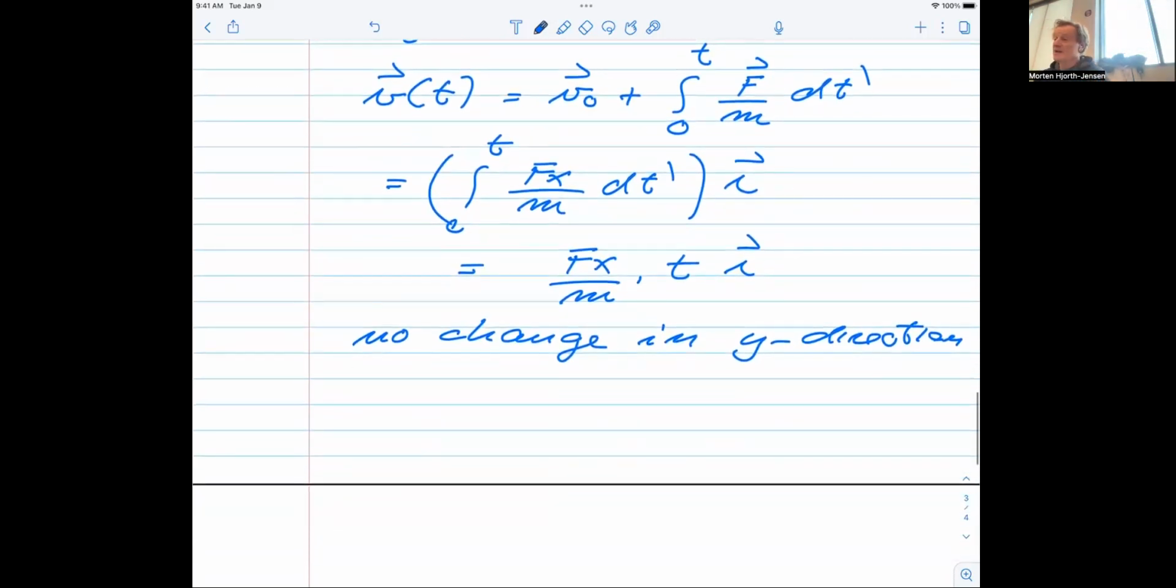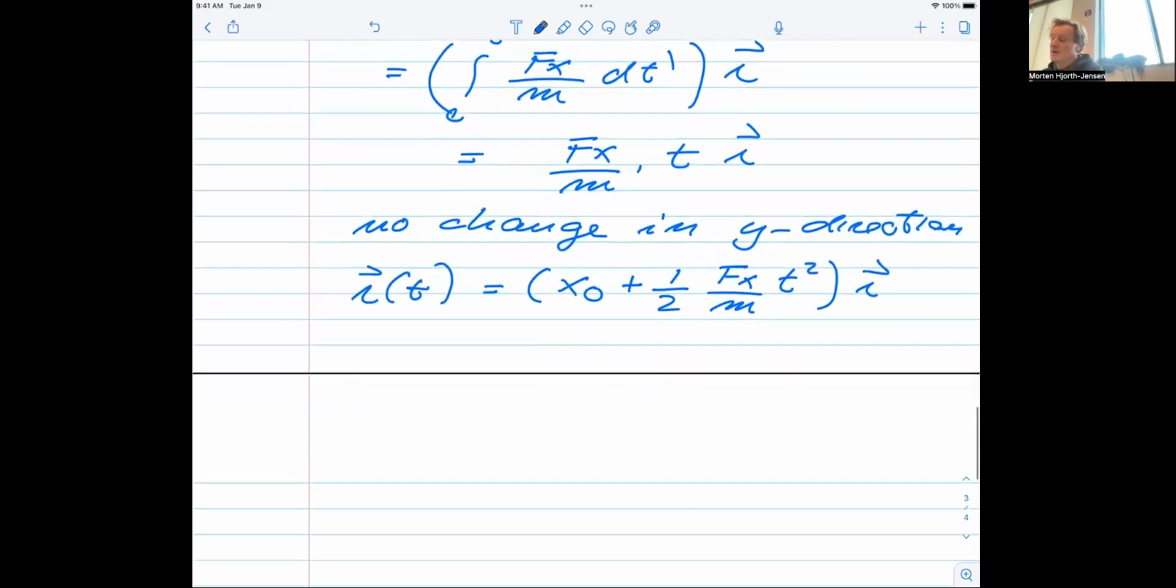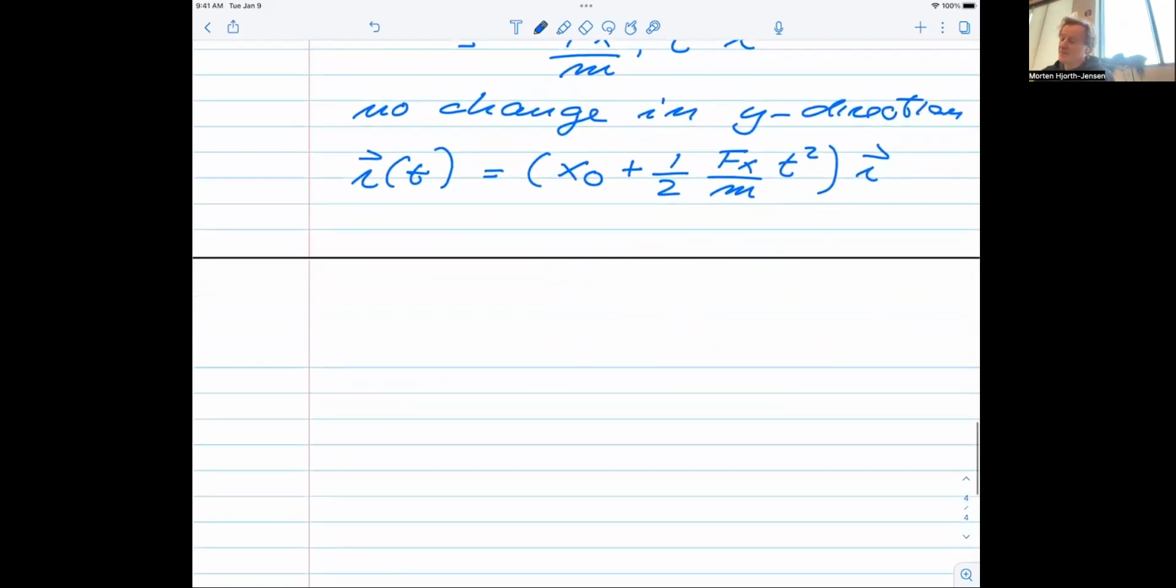So we can integrate up again. And then we find that r of t, when we integrate up, has to be equal to x0, which we had previously. And this x0 is just the initial position. And then I integrate up what I had here for the velocity in the x direction, F of x over m. So that gives me simply t squared over 2 when I integrate up. This is multiplied with I. And then I have the position in the y direction, which is just y0.